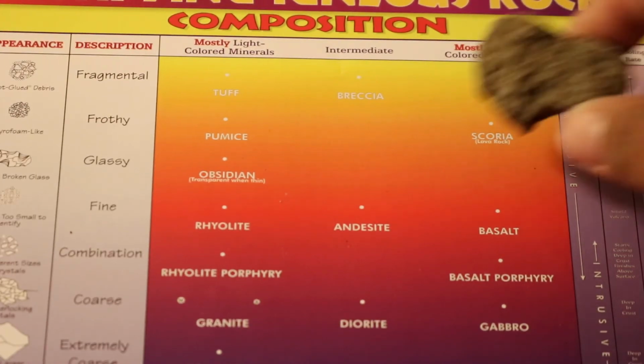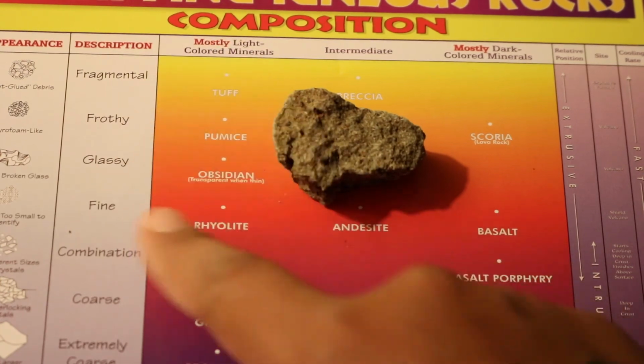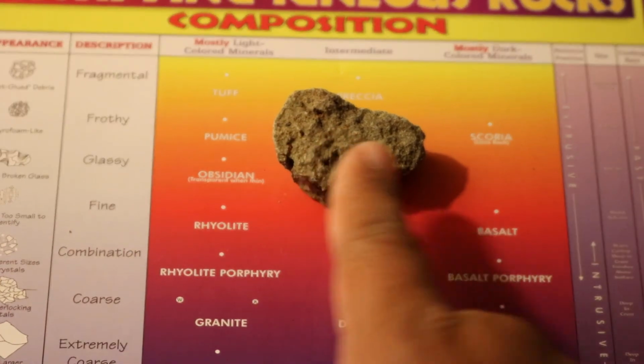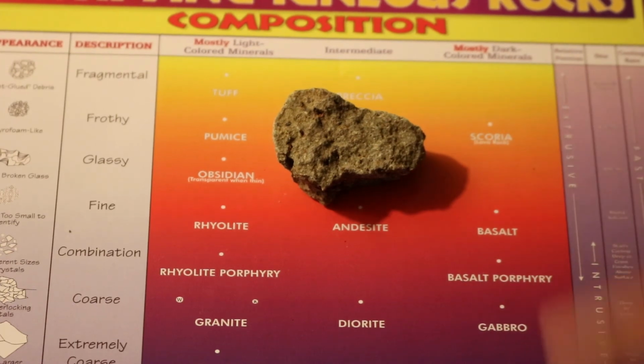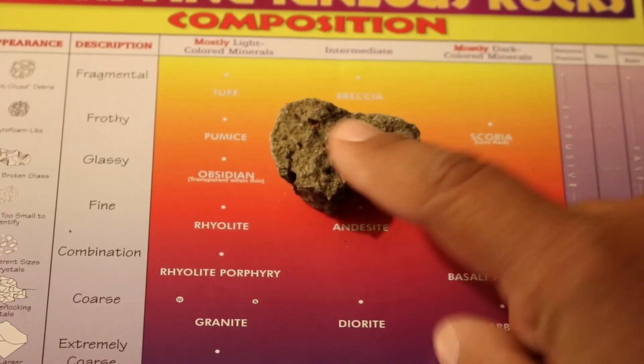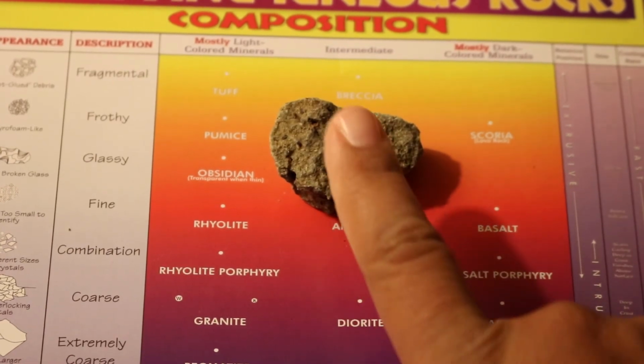And then we have a rock that looks like it's in between, where it looks like it could be both comprised of these light colored minerals, but also comprised of these dark colored minerals. So this is a good example of an intermediate igneous rock. And in fact, this is an andesite.